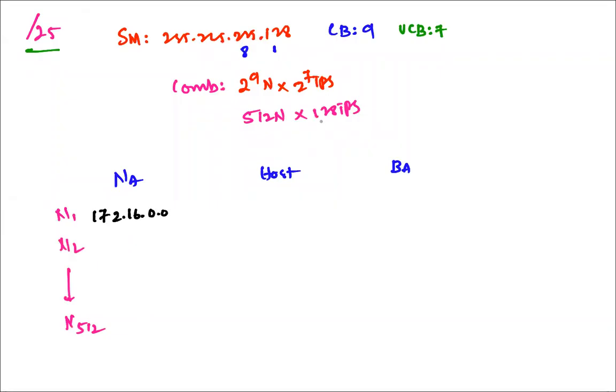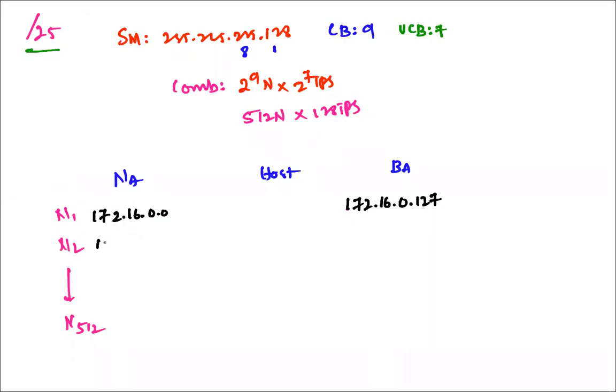172.16.0.0. How many IPs in a network? Only 128. In that case, what will be the broadcast address? Can you guess? 172.16.0.127. Yes, very good. That is 127, right? So that has 128 IPs over here.